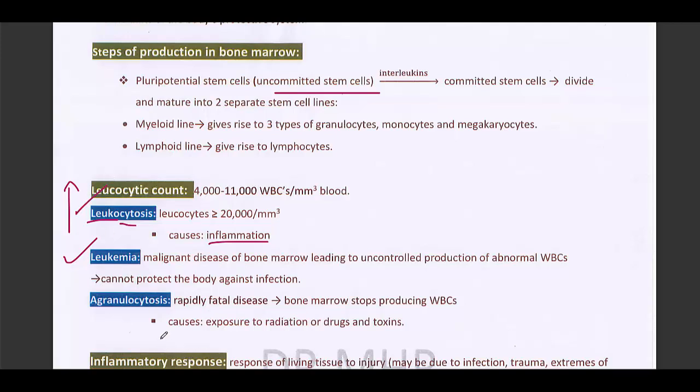The third disease is agranulocytosis. A means absent, and granulocytosis here refers to a rapidly fatal disease. The bone marrow stops producing white blood cells. There are no white blood cells because exposure to radiation, drugs, and toxins destroys white blood cell formation.